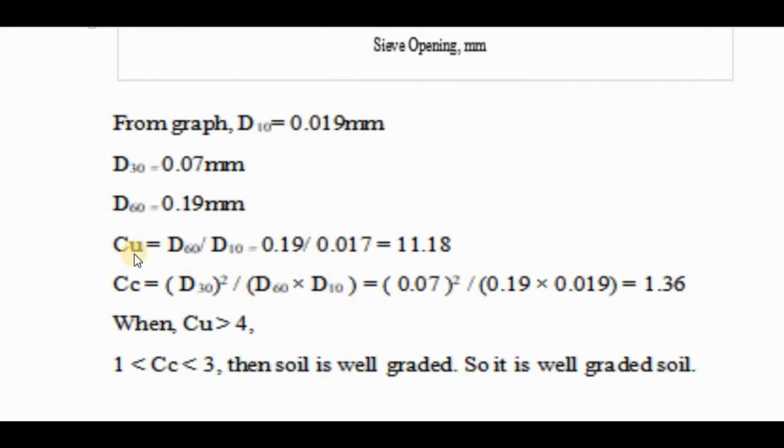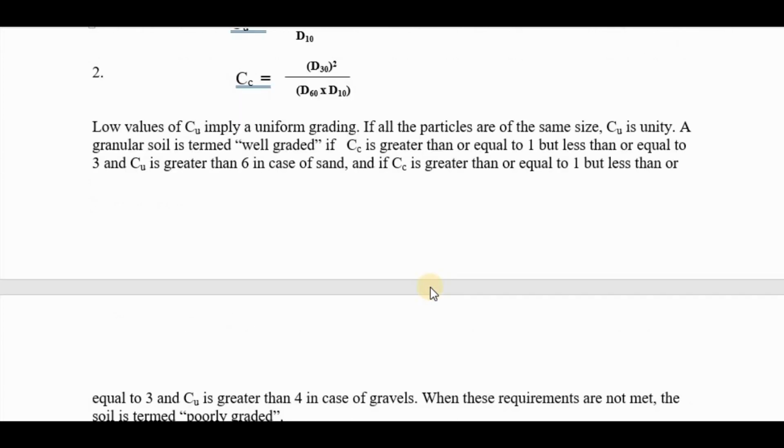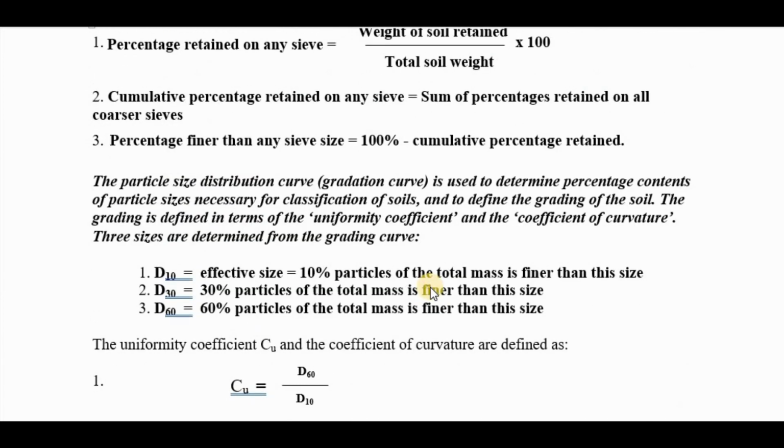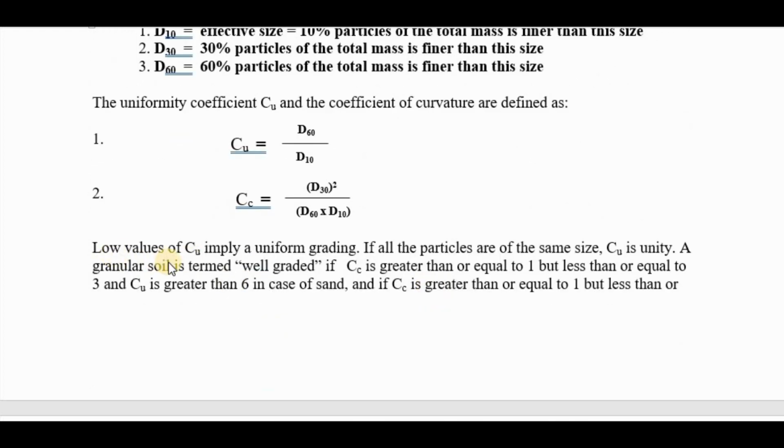You have to calculate Cu and Cc using these equations and the values D10, D30 and D60. You can see the calculation here. So what are Cu and Cc? If you scroll up to the theory, you can get the idea of Cu and Cc.